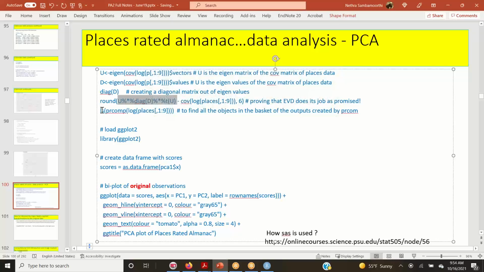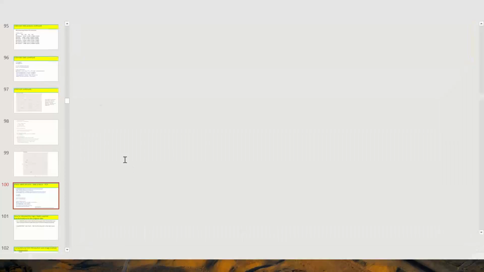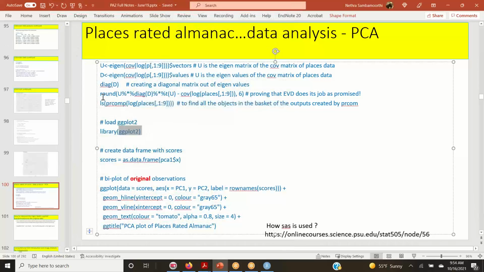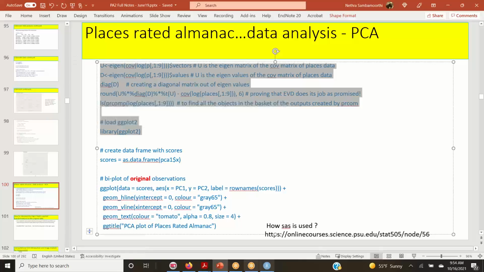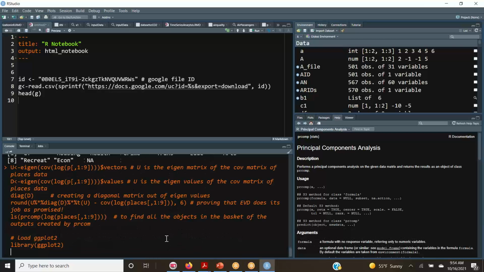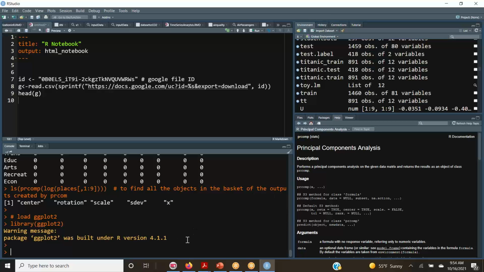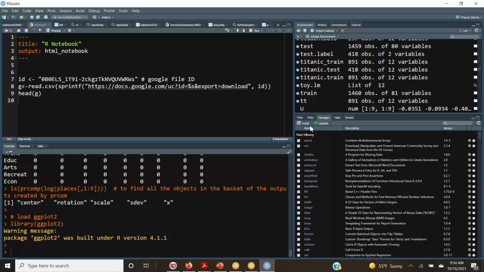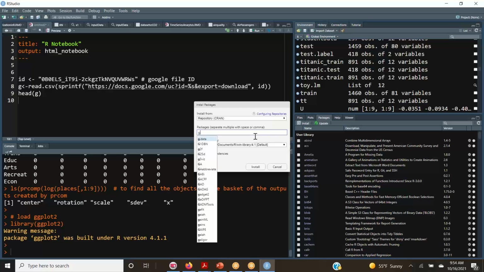Okay, and then I want to do principal component analysis. The function is called prcomp, to find the objects in the basket of the outputs, and then I want to show you what is called the biplot. That's what I want to show. Last time I stopped there. So let me run this again. Are you ready? Let's do that. Okay, ggplot is not installed under this version, so I'll have to install ggplot.